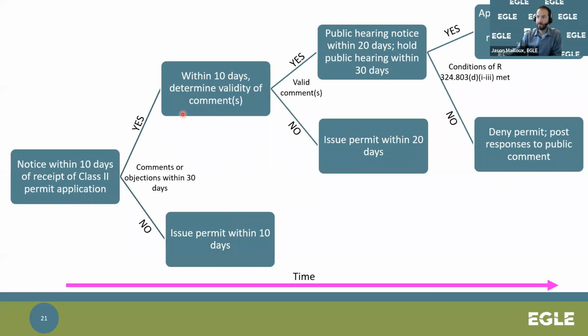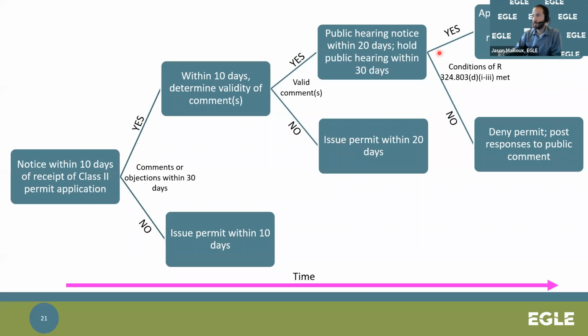If there are comments, you jump up to this leg here and we have 10 days to determine the validity of the comments. And the rule specifically defines valid comments related to waste, public health, or safety. If there is not a valid comment, we're going to jump down again and say that we'll issue that permit then within 20 days. If there is a valid comment, it goes to public hearing, and notice within 20 days and hold a public hearing within 30 days. And that will be held, I don't have the rule right in front of me, but I believe in the township or county that the well is being drilled in.